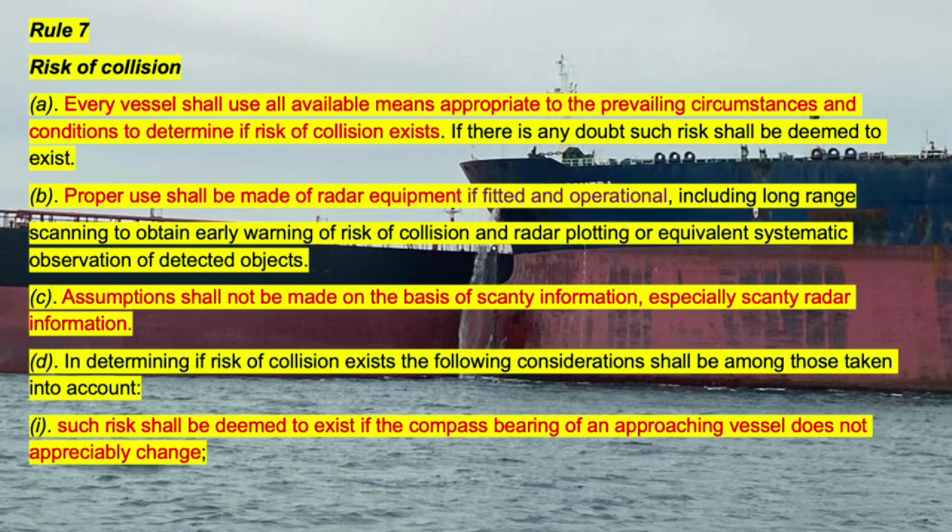Rule 7. Risk of collision. Every vessel shall use all available means appropriate to the prevailing circumstances and conditions to determine if risk of collision exists. Proper use shall be made of radar equipment. Assumptions shall not be made on the basis of scanty information, especially scanty radar information. Risk of collision shall be deemed to exist if the compass bearing of an approaching vessel does not appreciably change.